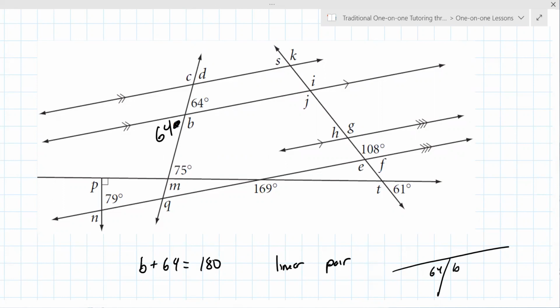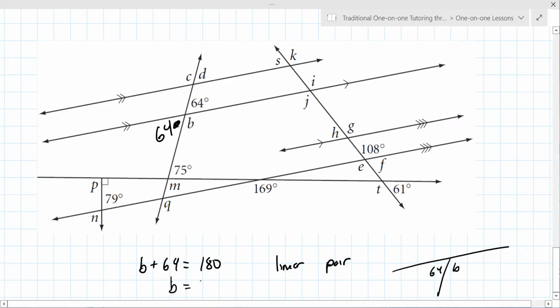And then that would just be... You've got to be able to solve here. You've got to be able to subtract both sides. Oh, sorry, I was not looking at that right. Yeah, that would be 116. Yes, B equals 116. I was trying to do some crazy math there. That would not work out.